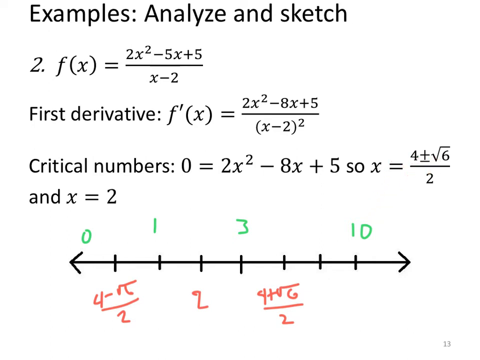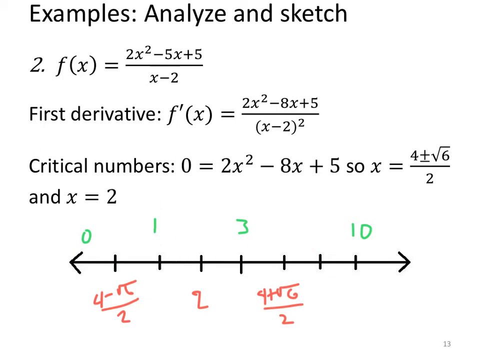4 minus 2.5 is 1.5. 1.5 divided by 2 is 3/4. So I know (4 − √6)/2 is between 0 and 1. I know 2 is between 1 and 3. And since this is a little bit bigger than 3, I know that (4 + √6)/2 is between 3 and 10. And now I have test intervals. And I know my denominator is always positive, and so my numerator is going to decide the sign.